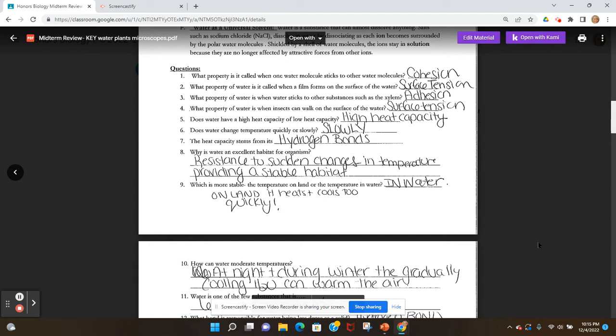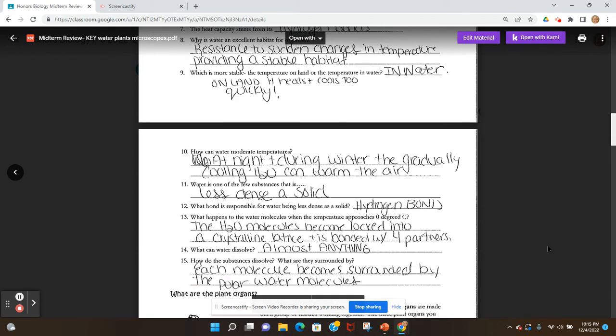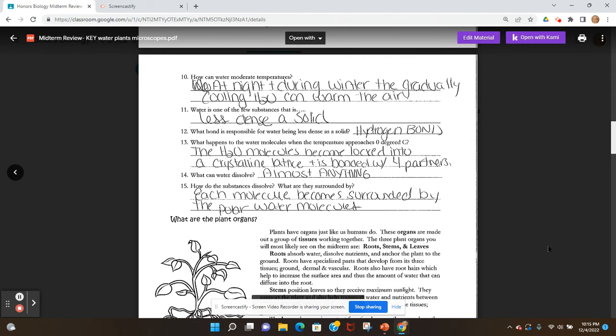Which is more stable, the temperature on land or the temperature in water? It's in water. On land, it heats and cools too quickly. How can water moderate temperatures? At night and during winter, the gradually cooling water can warm the air.